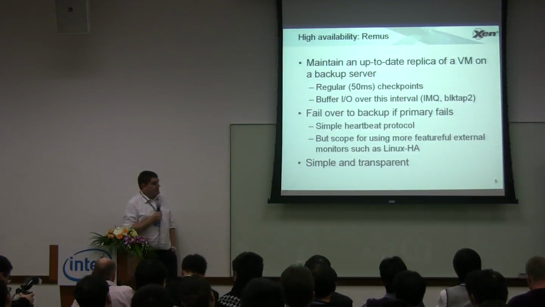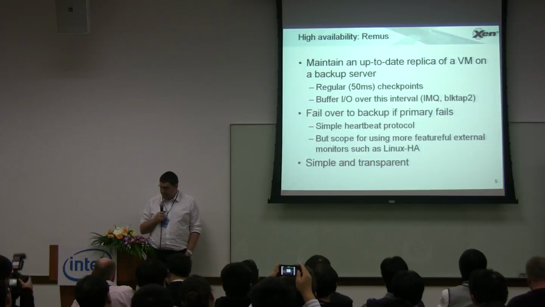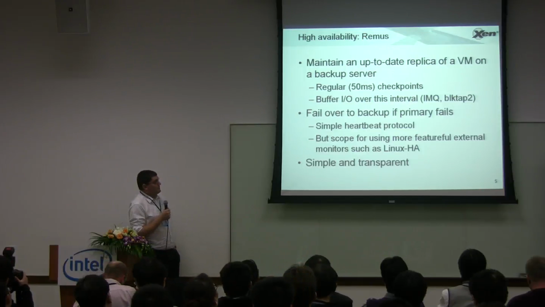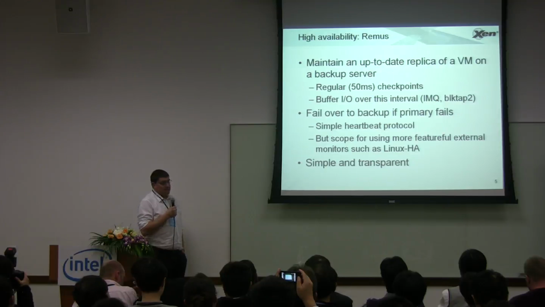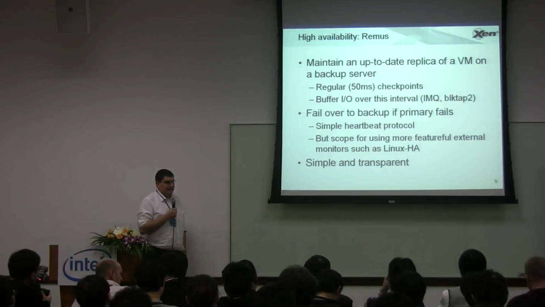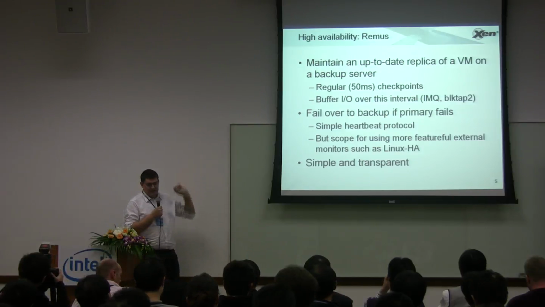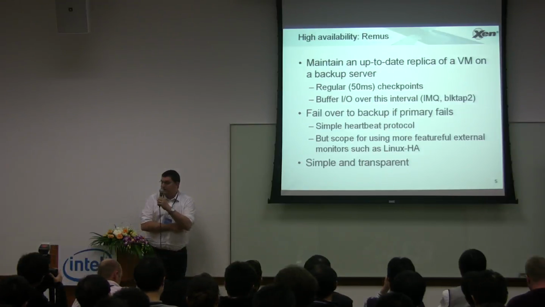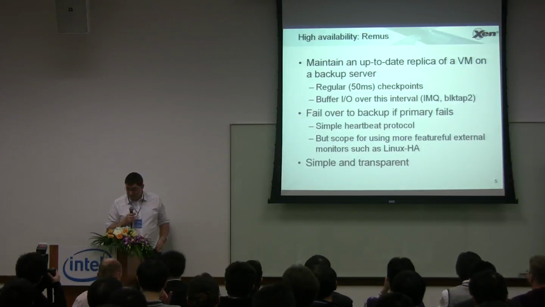I won't go into too much detail here because Ian's gone over a bunch of this already, but it's worth pointing out that this also builds on things like the BlockTap 2 support in Xen 4.0. BlockTap 2 is what provides the support for checkpointing of disks and buffering disk data, which is one of the aspects needed to do the kind of replica management and checkpointing that Remus relies on.